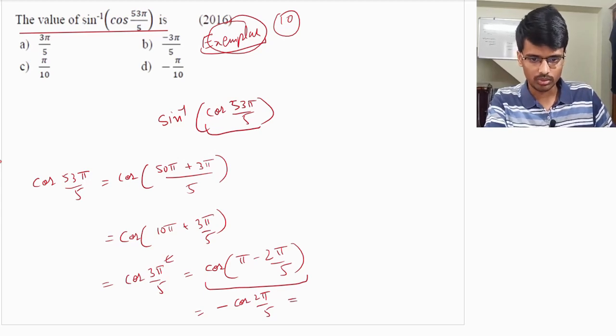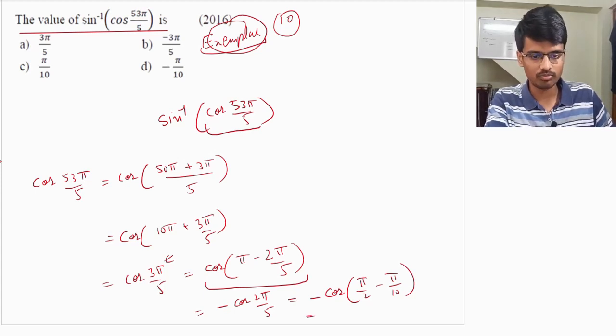Now I can write minus cos 2 pi by 5 as cos of pi by 2 minus pi by 10. You can check that out. Somehow I want to represent it in terms of pi by 2. If you solve this, you will get this pi by 10. So pi by 2 minus pi by 10: if you solve this, you will get 8 pi by 10, which is nothing but 2 pi by 5. So minus cos of pi by 2 minus pi by 10 is nothing but minus sine pi by 10. Now I'll substitute this back in our question.